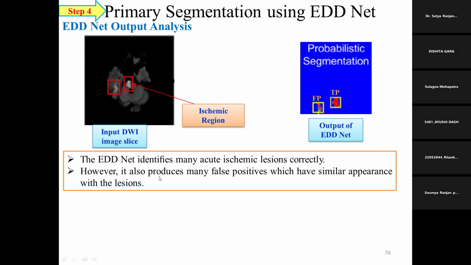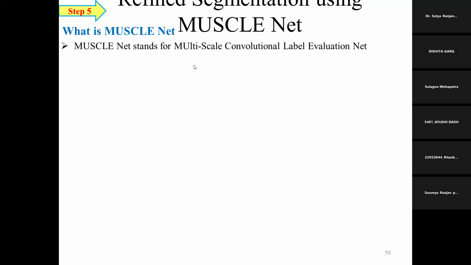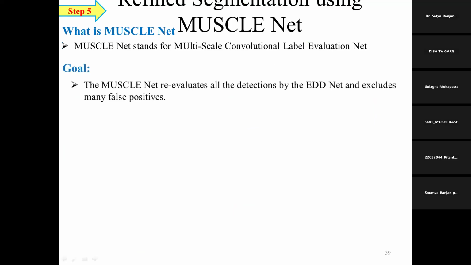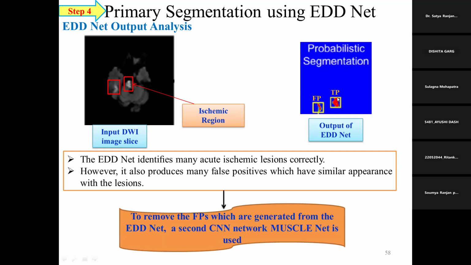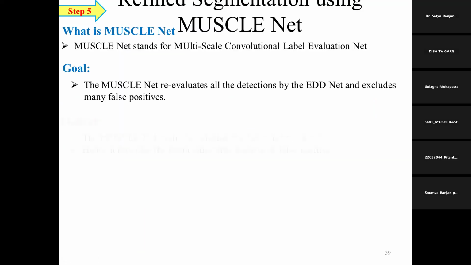So in this paper, their goal is not only to segment the ischemic lesion, but also to minimize the false positives, the T2 shine-through effect. To minimize that, they have gone for another network. They go for MUSCLE Net. You know, this one is the multi-scale convolutional label evaluation net. Here the goal is to re-evaluate all detections by EDDNet to exclude the false positives, because EDDNet can give you true positives and many false positives. Then this MUSCLE Net, the aim is to reduce those false positives.